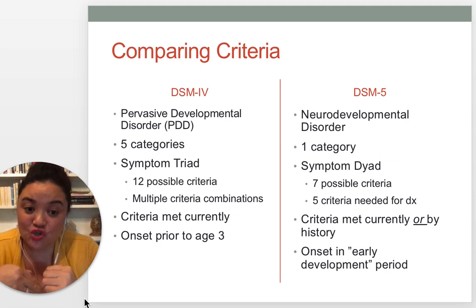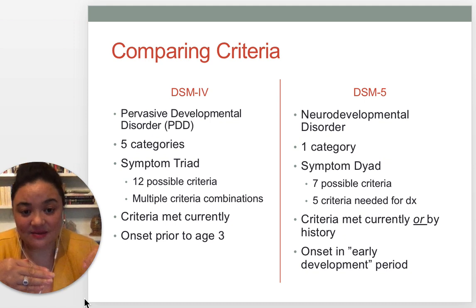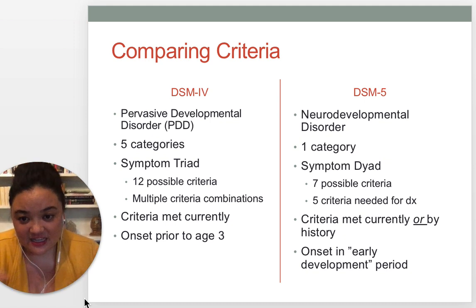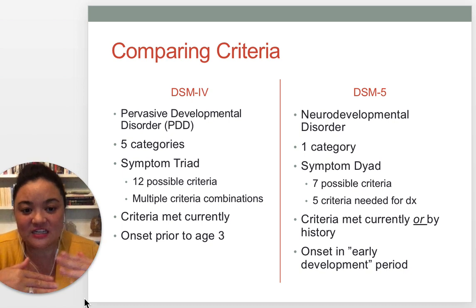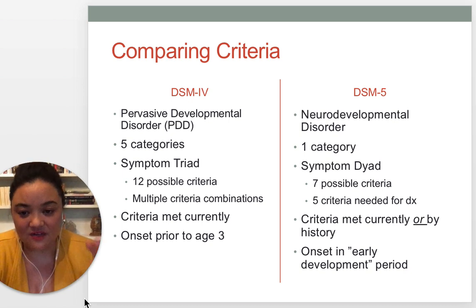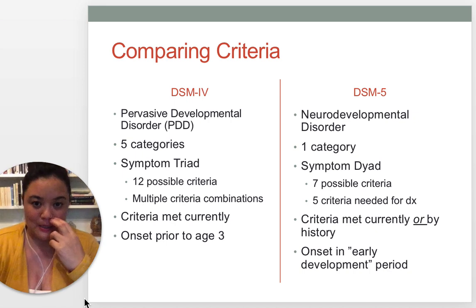prior to age 3. Under DSM-5, they broadened it. They didn't specify a specific age range, but they do specify that it needed to start sometime in the early development period. All right.